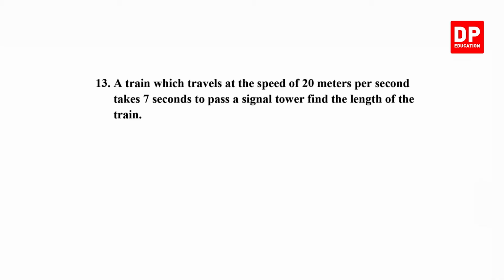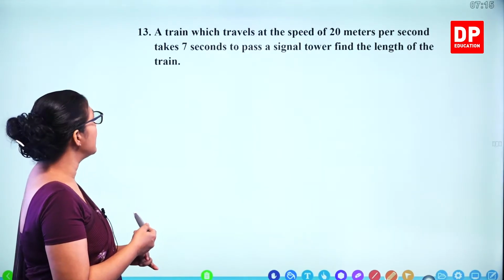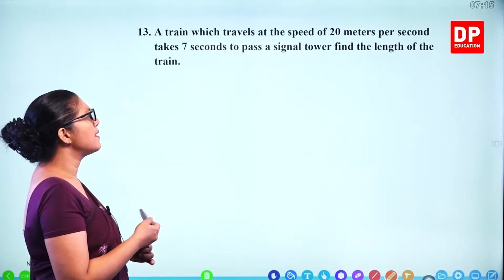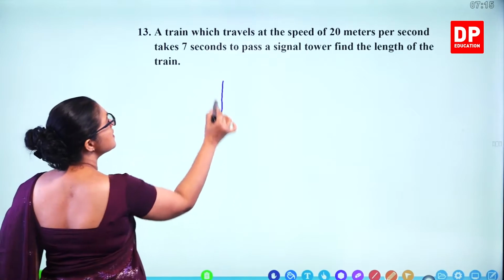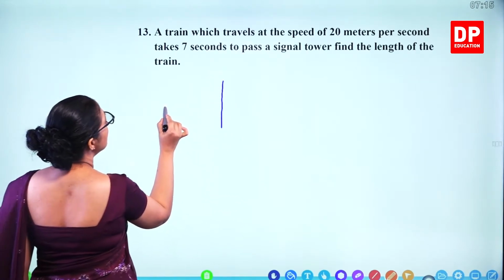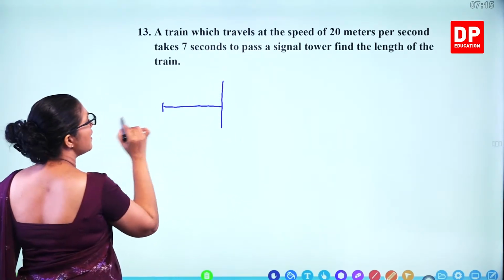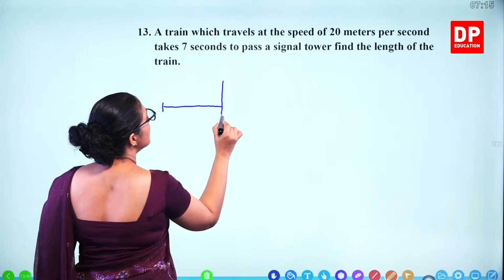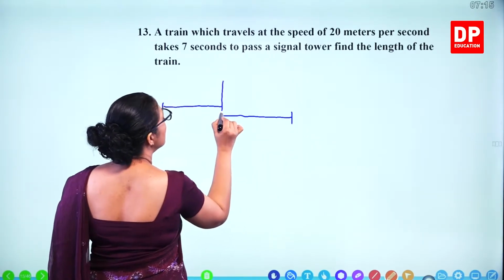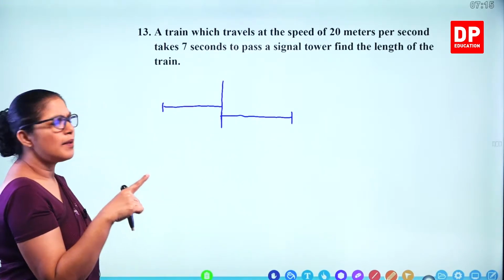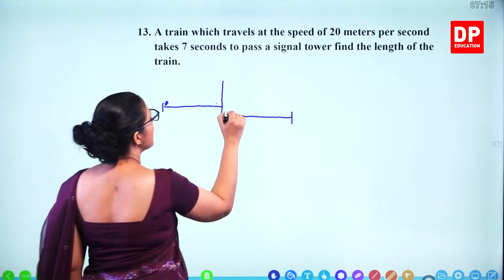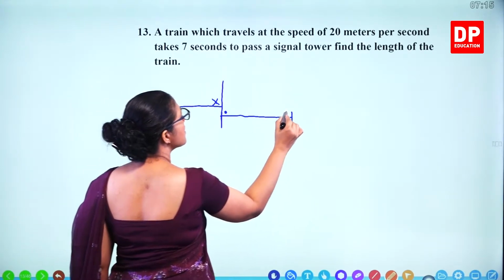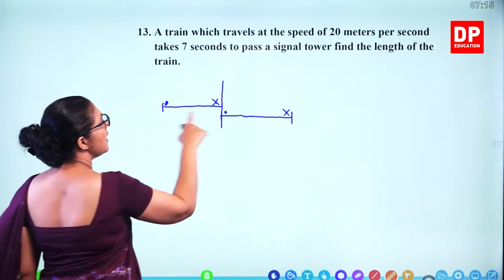Question number 13. A train which travels at the speed of 20 meters per second takes 7 seconds to pass a signal tower. Find the length of the train. So that means if this is the signal tower, this is the train. Passing the signal post means the end point comes here and the front comes here. So the length is there.